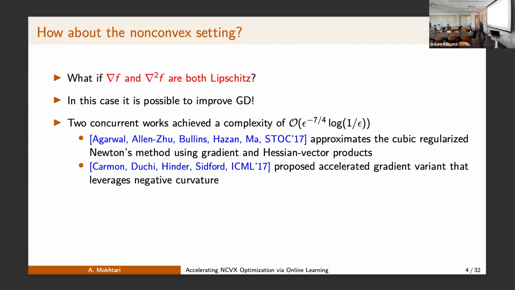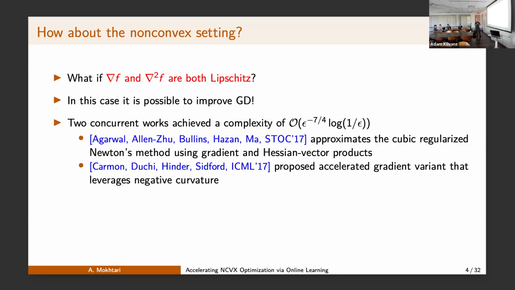2 is now 7/4, which is nice. And they did two completely different approaches to get to this result. One was led by Elad Hazan, Tengyu Ma, and their collaborators. They showed that if you approximate the cubic regularized Newton method using matrix-vector products, doing the Hessian-vector product approximation using only gradient queries, you can get to this. So it's an approximation of the cubic regularized Newton method.